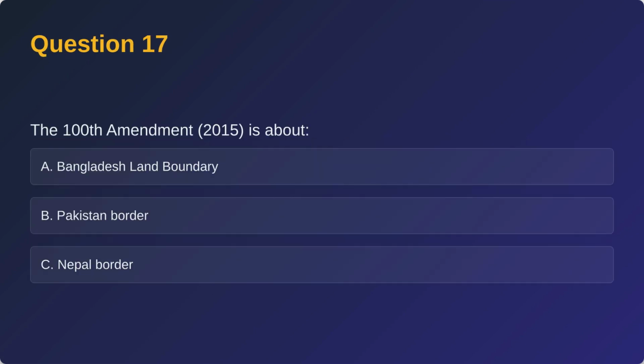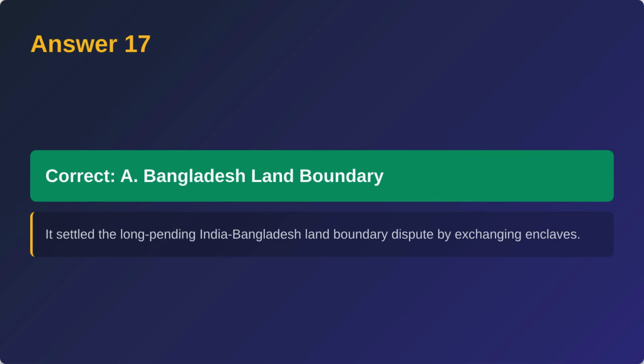Question 17. The 100th Amendment, 2015, is about what? Answer 17. The Bangladesh land boundary. It settled the long-pending India-Bangladesh land boundary dispute by exchanging enclaves.